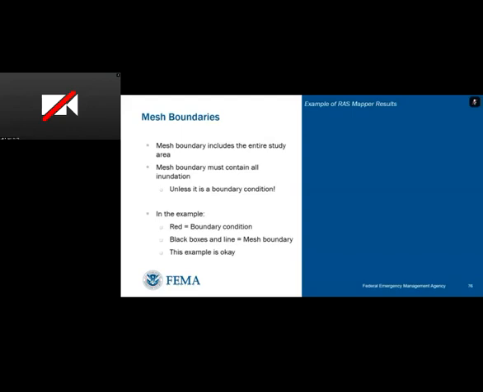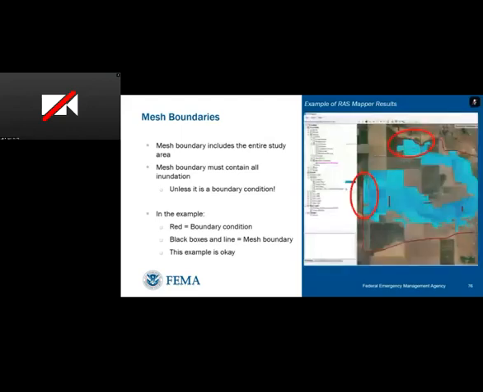And then with our mesh boundaries, we first want to make sure that the mesh boundary itself includes the entire study area. So if they are trying to analyze an entire development area, we need to have every inch of that development within the mesh. And ideally, the mesh needs to extend past it so we can ensure that there's no resulting changes either up or downstream of that. And then we also want to make sure that there's no flow ponding against the boundary.